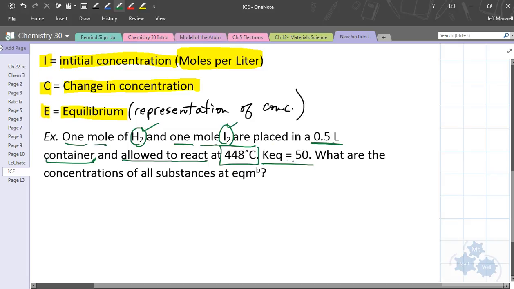So the KEQ is 50. What are the concentrations of all substances at equilibrium? Concentrations of all substances at equilibrium. If you're given a question like this, you're immediately going to say, ICE chart. Awesome. Well, let me show you how that's going to work here.